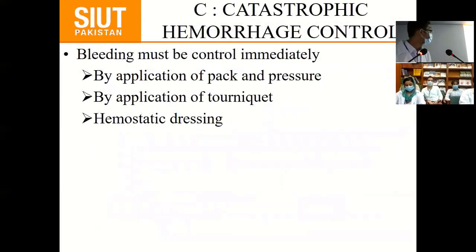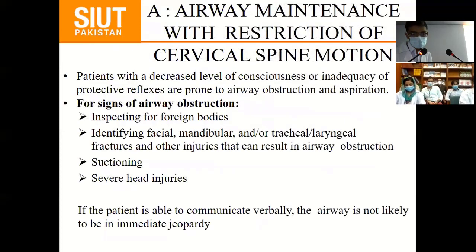First, catastrophic hemorrhage control. Bleeding must be controlled by application of a pack and pressure to the limb, by application of a tourniquet and hemostatic dressing. Then comes airway maintenance with restriction of cervical spine motion.